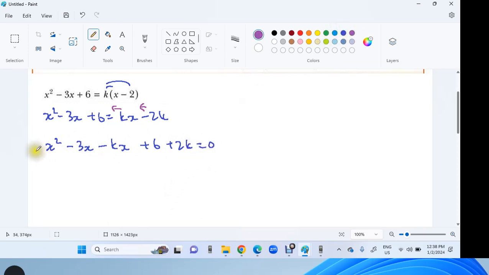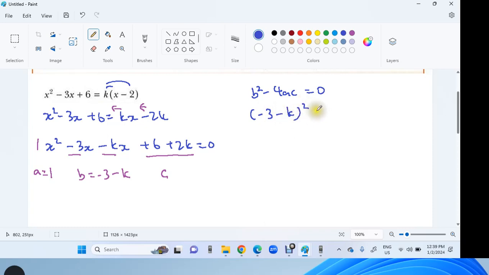So the coefficient for x squared is 1. Coefficient for x is negative 3 minus k. And this is c. So we have b squared minus 4ac equal to 0. Then we have negative 3 minus k, squared, minus 4 times 1 times 6 plus 2k, equal to 0.